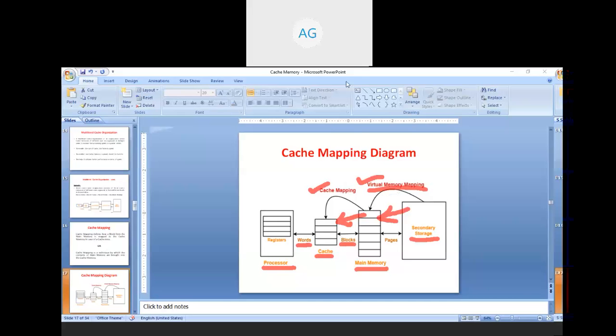So, do all of you understand this diagram? This diagram is very much important. Just write in the chat box. Okay. So moving to the next slide.